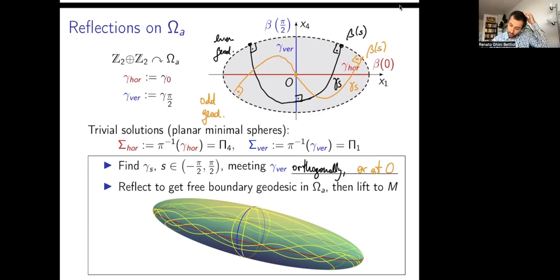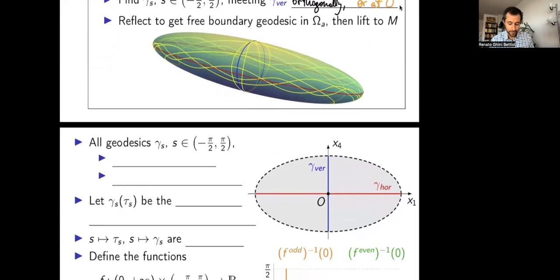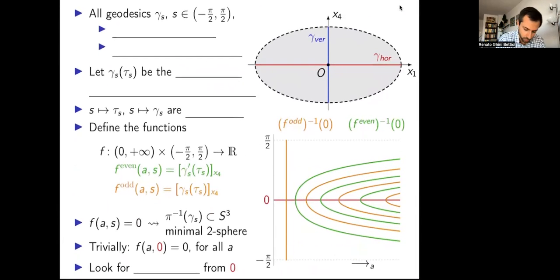Okay, so both of these will produce minimal spheres upstairs. None of them are going to be planar, because these are the only two planar ones. So we need to find these. We need to try to produce them. To do that, we'll use the following setup.